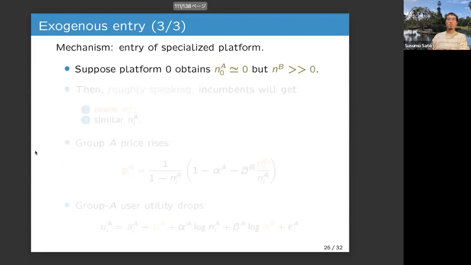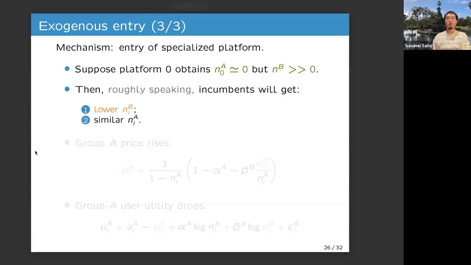So how can this happen? One mechanism we identified is the entry of a specialized platform. So suppose that the platform obtains post-entry almost zero market share on group A, but strictly positive market share on group B. Then, roughly speaking, incumbents will get a lower network size on group B, but almost a similar size on group A.